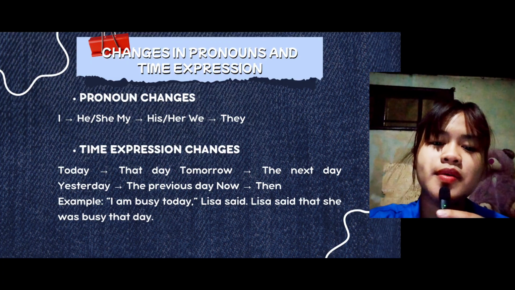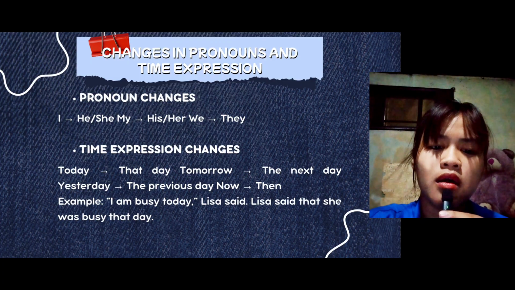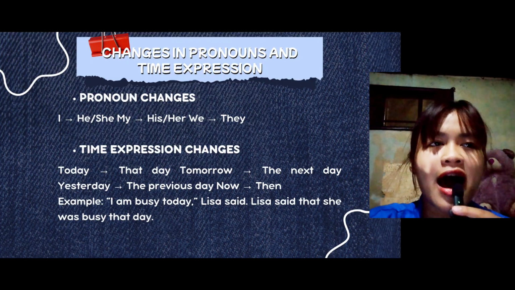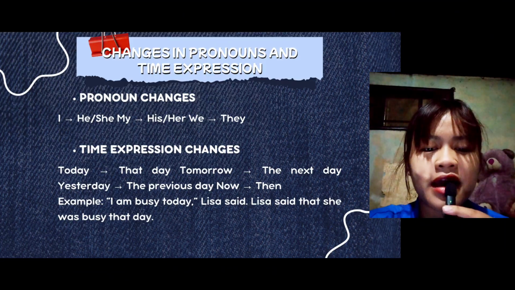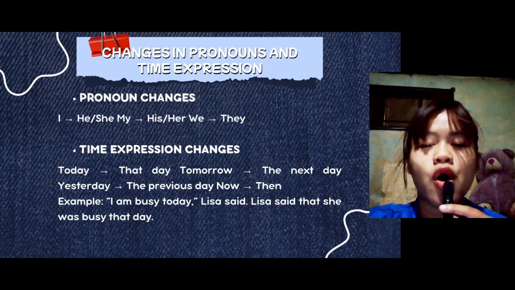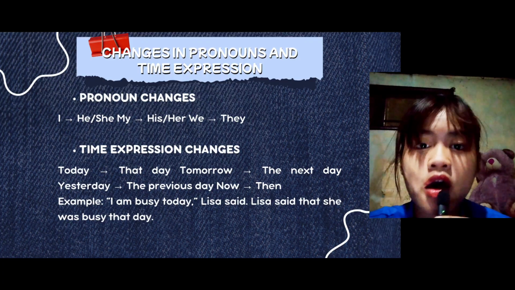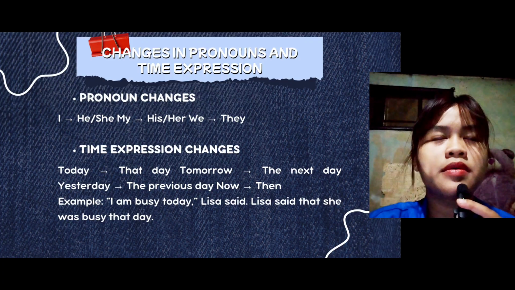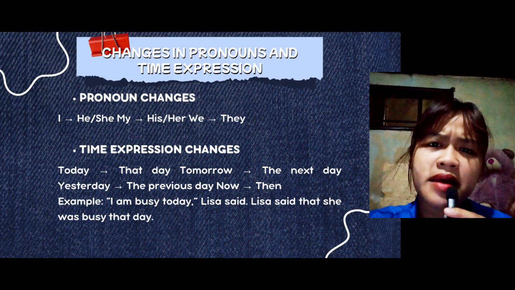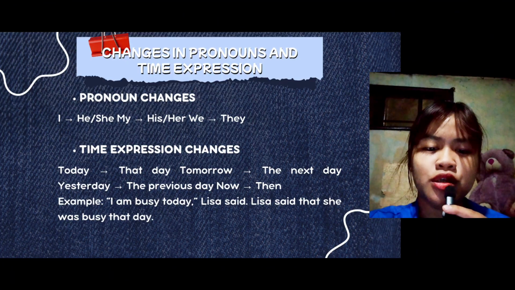Changes in pronouns and time expression. Pronoun changes: I could be he or she. My could be his or her. We could be they or theirs, possibly. And then time expression changes.